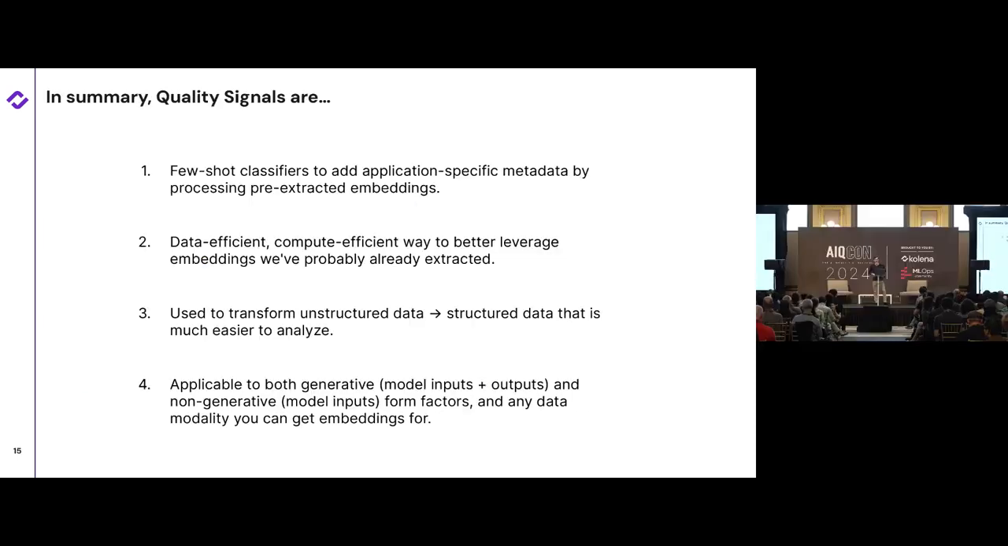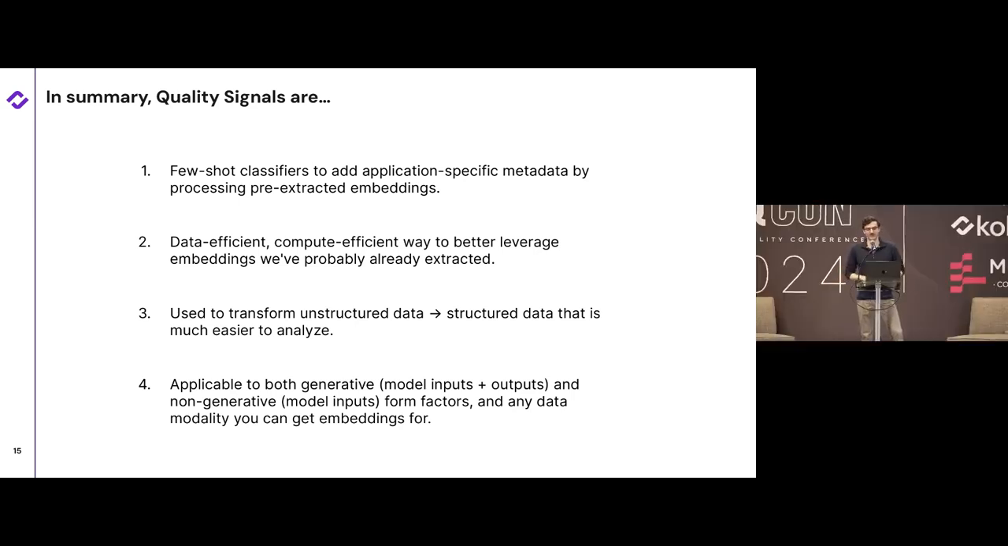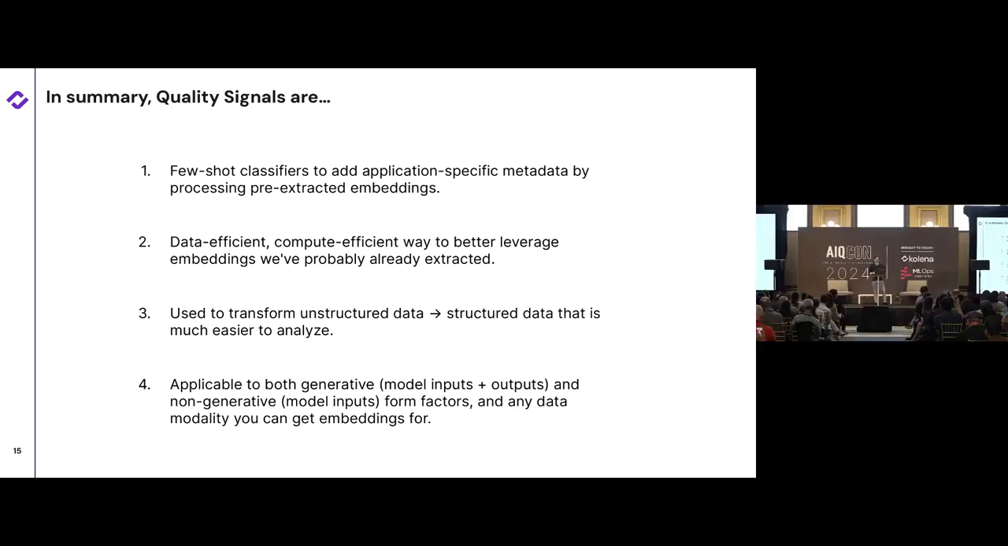So in summary, quality signals are few-shot classifiers that we can use to add application-specific metadata by processing pre-extracted embeddings. These are data-efficient and compute-efficient ways to better leverage these embeddings that we may already have. If we have a RAG system, we probably already have embeddings extracted for all of the data that we want to look at. We can use this to transform unstructured data into structured data that is much, much easier for us to analyze with tooling. And this approach is applicable to both generative use cases, where we might want to run this for both model inputs and model outputs, as well as non-generative use cases, where we can run this on any of these unstructured model inputs. This works on any data modality that we can extract embeddings for.